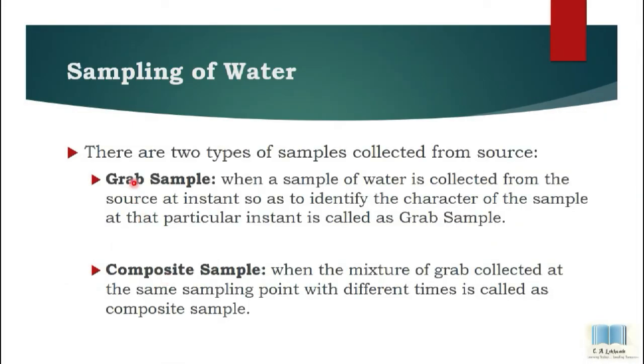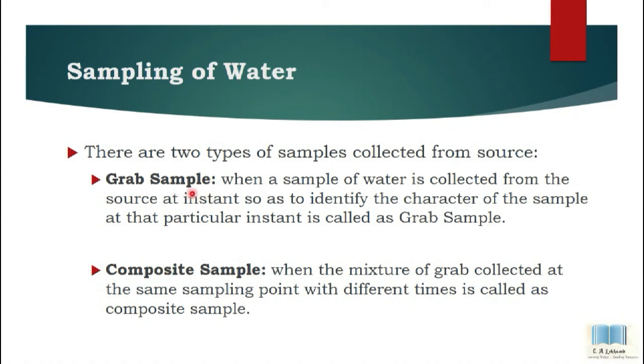Now we will see the sampling of water. After testing of water, the next point is sampling of water. Sampling of water plays a vital role in the analysis of water so as to obtain good results. The analysis of water is done on the sample taken from the source. There are two types of samples collected from the source, that is the grab sample and the second is the composite sample.